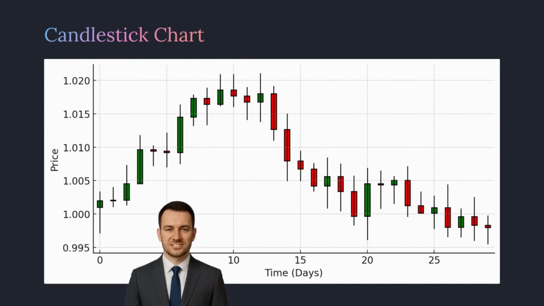Notice how candlesticks convey more info than a line chart. For example, the tall green candle with no upper wick signifies strong buying with the price closing at its high, whereas a candle with a long upper wick, or shadow, indicates that price was pushed back down from a high level before close, revealing possible resistance or selling pressure.